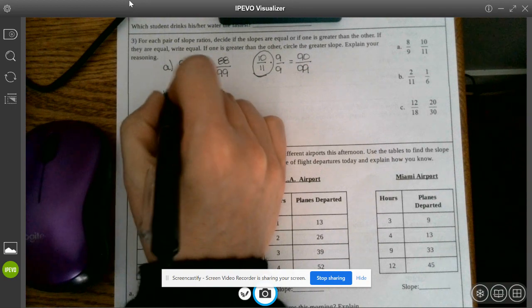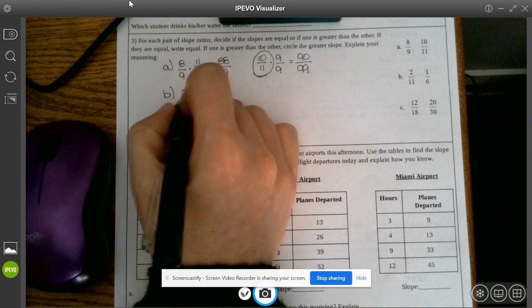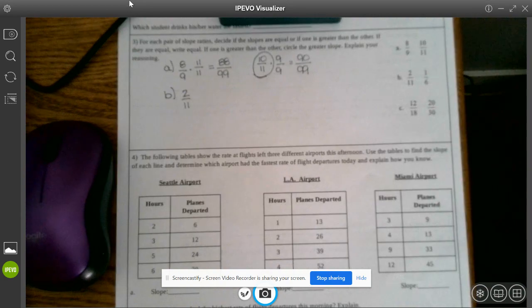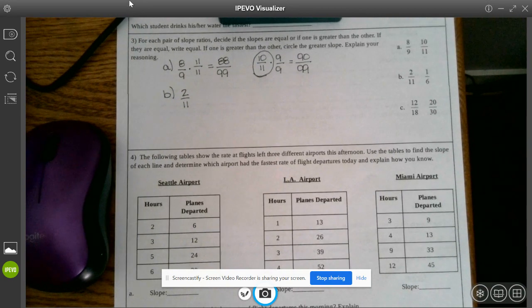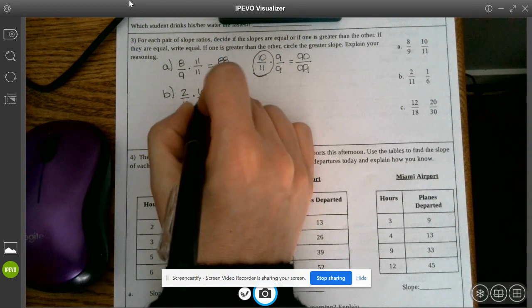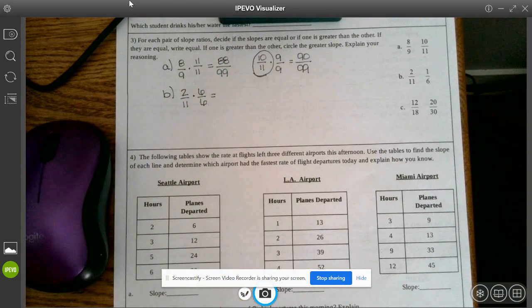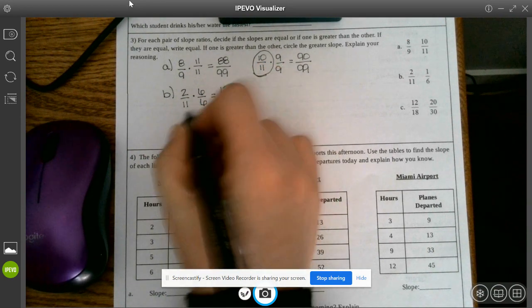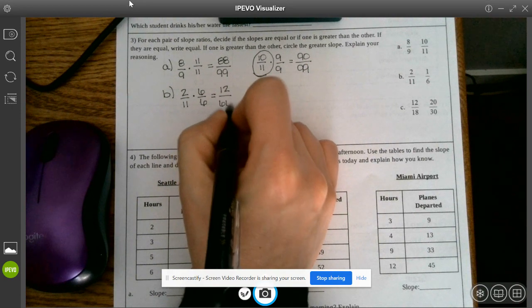All right, moving on to B, we have 2 over 11 and 1/6. If we look at those denominators, we are going to set a common denominator of 66. So in order for me to get this with a denominator of 66, I'm going to multiply it by my giant 1 of 6 over 6. 2 times 6 is 12. 11 times 6 is 66.